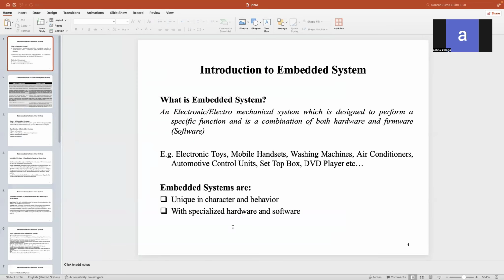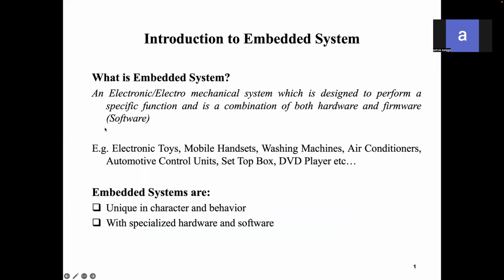Today, I would like to explain the concept of the introduction to embedded systems. Before going to this lecture, first of all, what is an embedded system? An embedded system is a system which is a combination of both hardware and software, which is used to perform a specific task. Or in general, we can say an embedded system is an electronic or electromechanical system which is designed to perform a specific function, and it is a combination of both hardware and firmware. Firmware can also be called software.